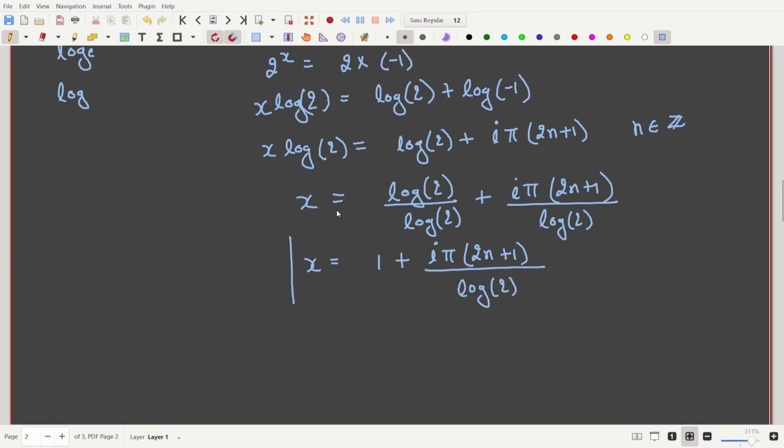And this, friends, is the imaginary root of the equation. So we have found all the roots of the equation, real and imaginary.